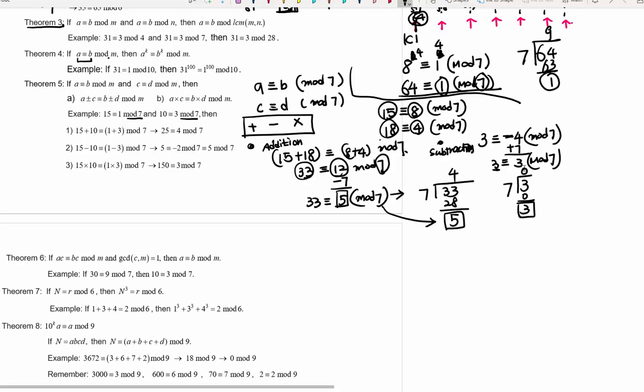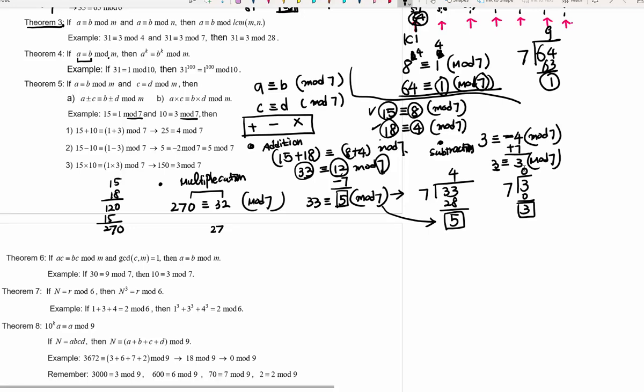The third one is multiplication. Now take a look at multiplication. 18 times 15, okay, how much is that? That is 270. Okay? So 270, and 8 times 4 is what? 32. Mod 7, these two numbers are also in the same column. That's right? Okay, how can you check it?